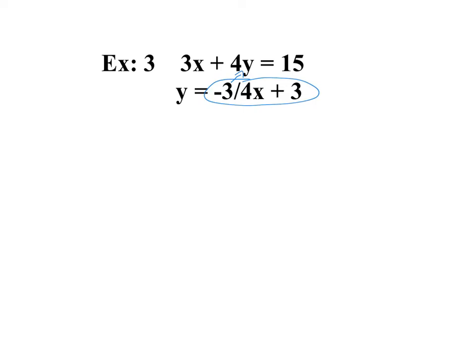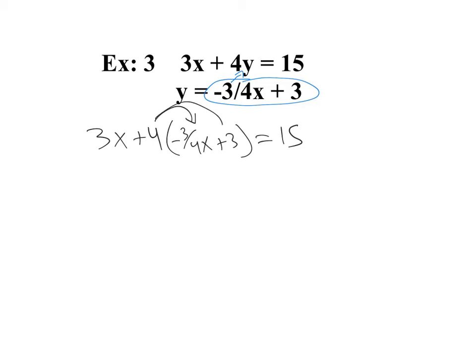So when I do that, rewriting out that first equation, we have 3x plus 4. Here we're replacing the y variable with negative 3/4x plus 3, and the rest of the equation is equals 15. So now we have an equation with just x's. So we're going to distribute our 4. When we do that, we still have the 3x out front. 4 times negative 3/4 ends up being just negative 3x. 4 times positive 3 ends up being a positive 12. So here we have 3x minus 3x plus 12 equals 15.